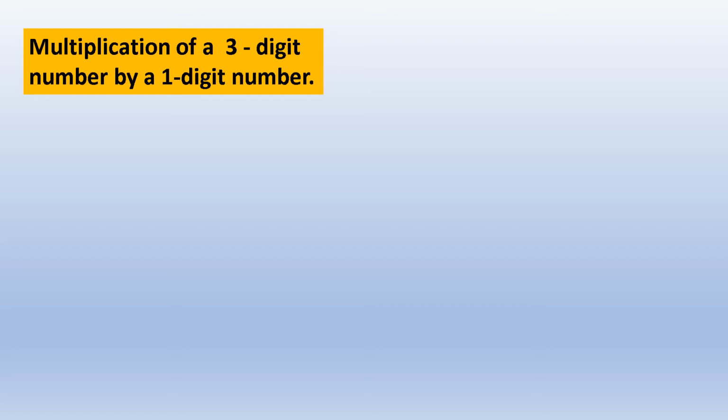Now let us practice multiplication of a 3-digit number by a 1-digit number, meaning the multiplicand has 3 digits and the multiplier has only 1 digit. So say for example, 300 times 3. The multiplicand has 3 digits, but the multiplier has only 1 digit. So how are we going to solve this one?